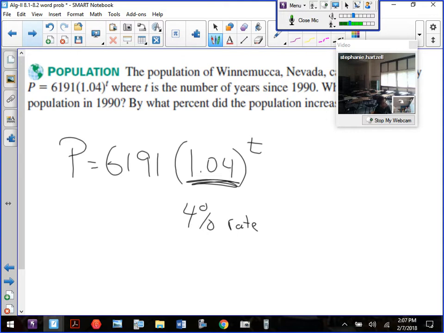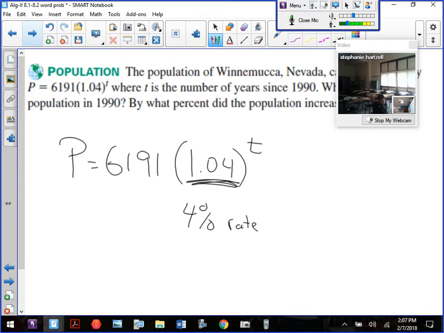That's what you're looking at being able to do. Remember, the growth factor is 1 plus your rate. So 1.04 is 1 plus 0.04, which means 0.04 as a percent is 4%. Now, if I wanted to take this value and figure out what my population estimate would be in the year 1998, what would I do?